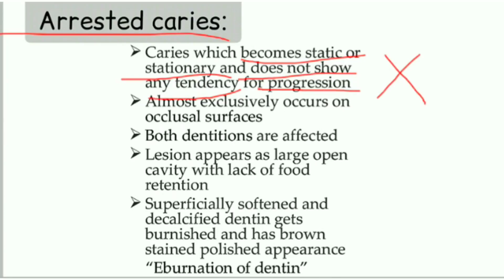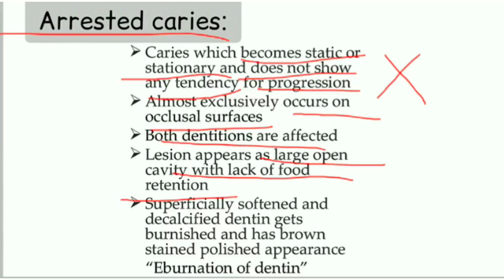It almost exclusively occurs on the occlusal surface. Why? Because the occlusal surfaces of molars have a large surface area, so they easily form cavitated lesions, and there will be no food lodgement, and because of that they get arrested. Both dentitions can be affected. The lesion appears as a large open cavity with lack of food retention. I have already told you that there will be no food lodgement anymore, so that's why it gets arrested.